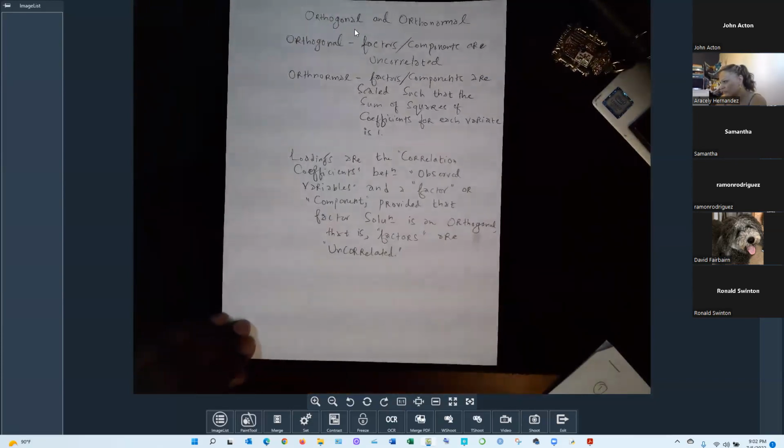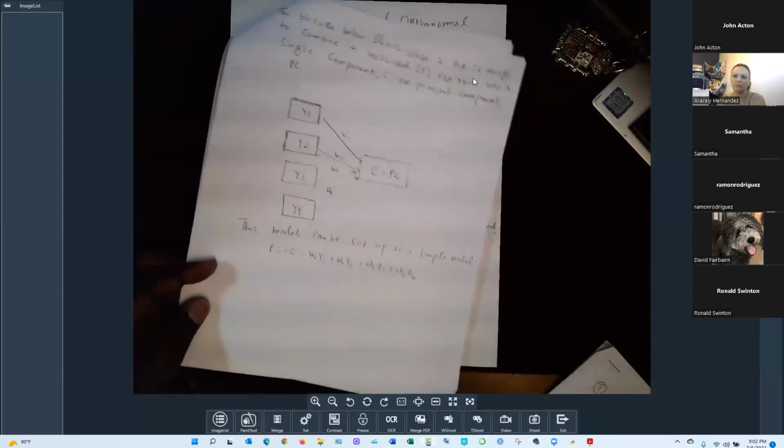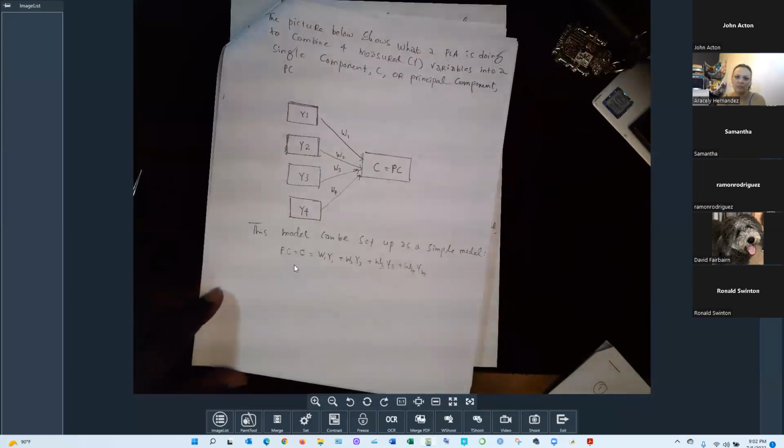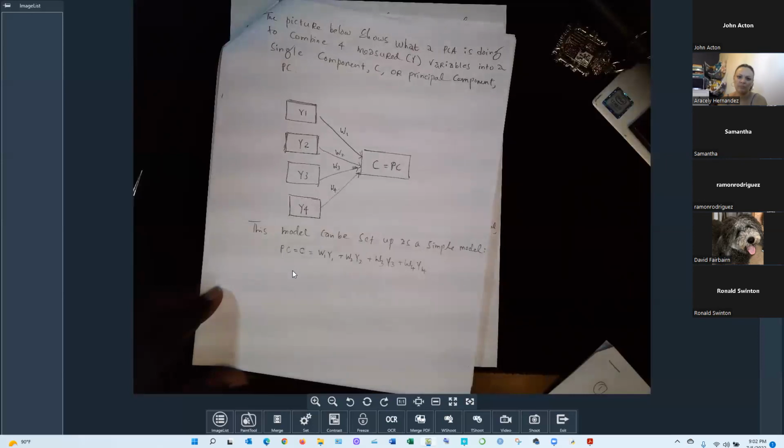A little bit remember this one. With these two words, get familiarized: orthogonal and orthonormal. Orthogonal means factors or components are uncorrelated. What's going to happen once you build up the principal components? Those principal components are uncorrelated. If you build the two principal components, new variables, with the aid of the weights, those are uncorrelated. There's no covariance between them.